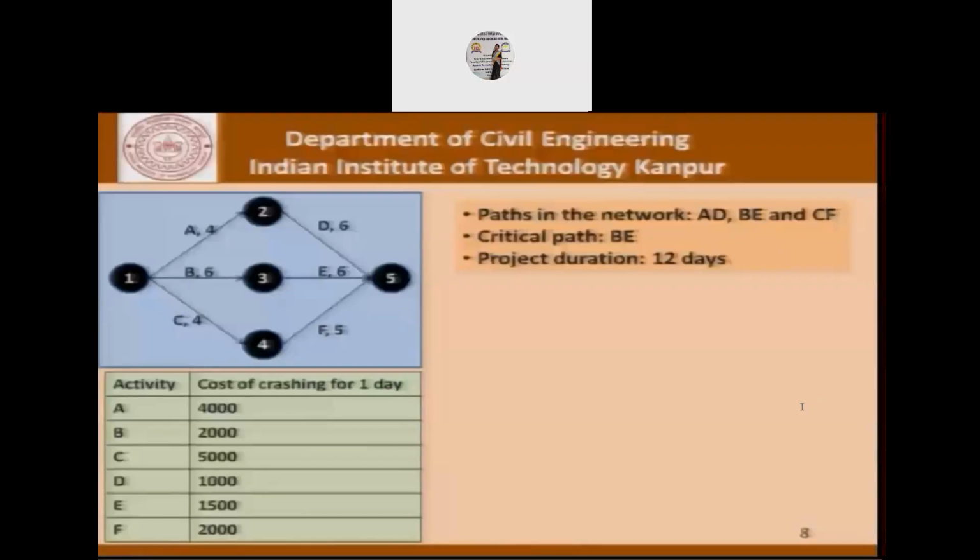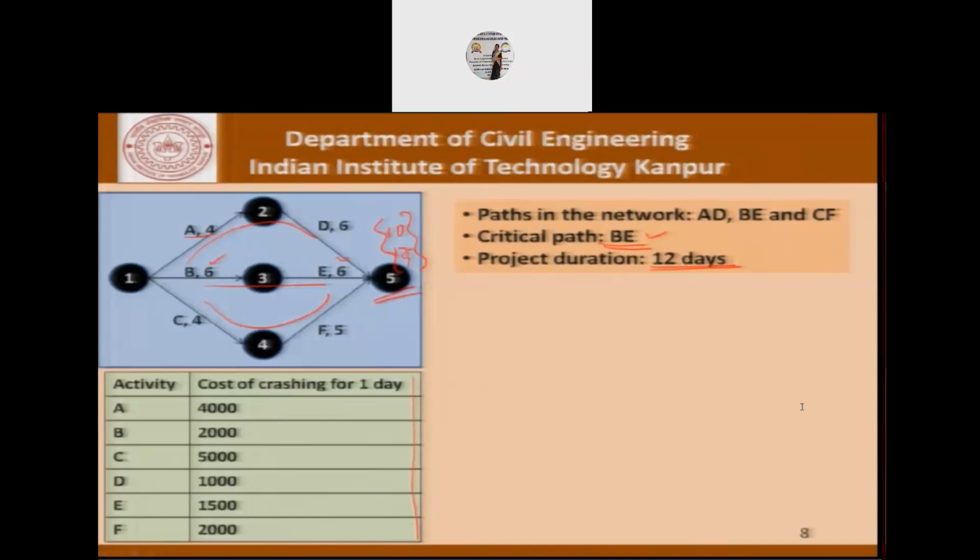So let's move forward and we do the network analysis. We try to find out that the paths in the network AD, BE and CF, these are the 3 paths in this network comprising of activities AD on one side, BE on the other, and CF is the third. And the critical path is BE. This takes 6 and 6, 12 days. This takes 10 days and this is 9. And we are looking at the maximum of this, and therefore the critical path is BE, which is 12 days long. So this project with the given information can be completed in 12 days at a certain cost.